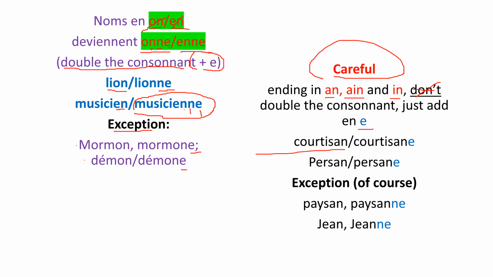Example, courtisan becomes courtisane. You just add an E. You see only one N here. We do not double the consonant. Persan becomes persane. Again, we do not double the consonant. But of course, what would be the rule without the exception? So, the exception to these rules here would be paysan. You double the consonant and you add an E. Jean, which is the name of a guy, to have its feminine form, you double the consonant and you add an E.